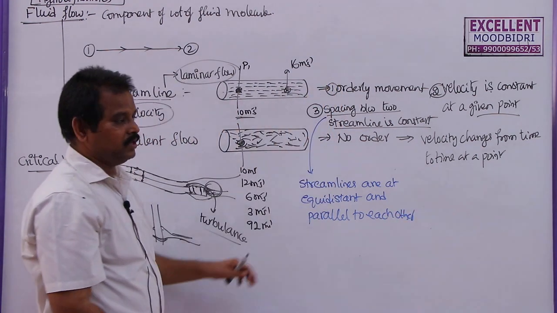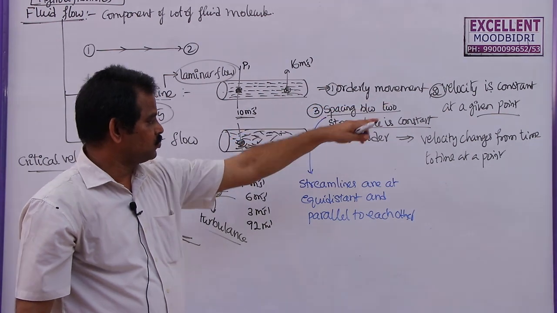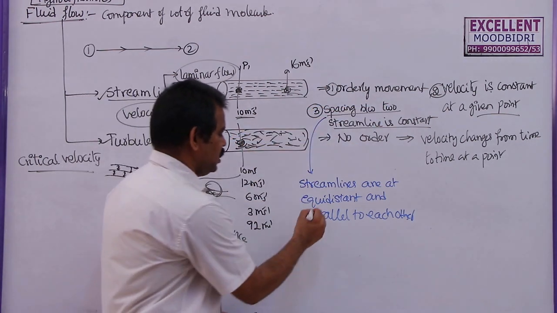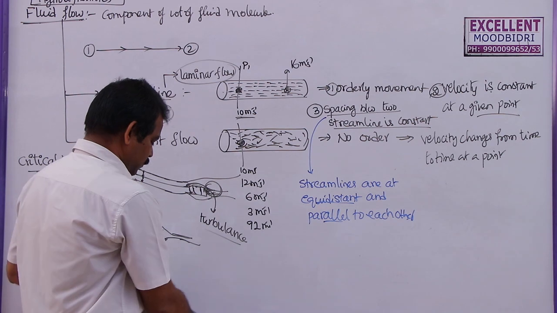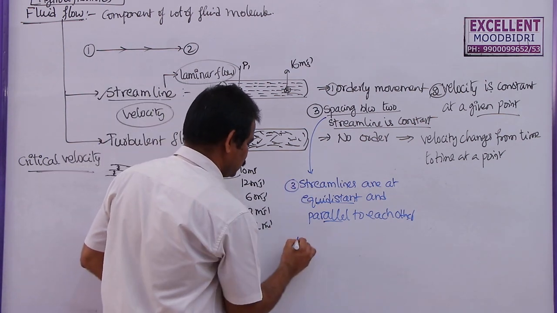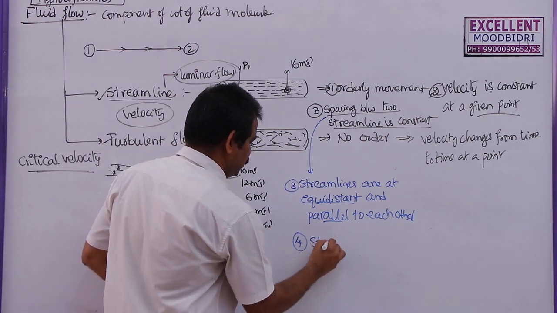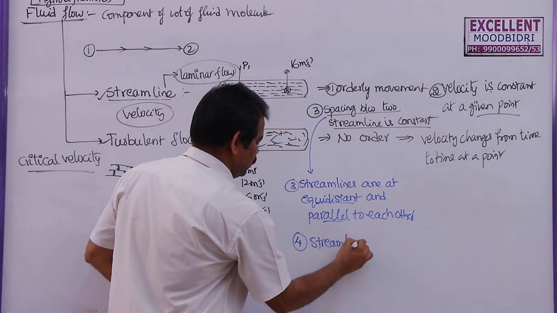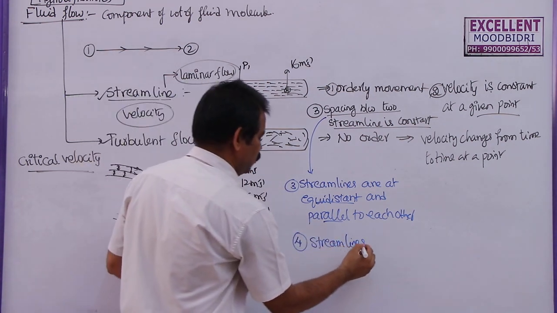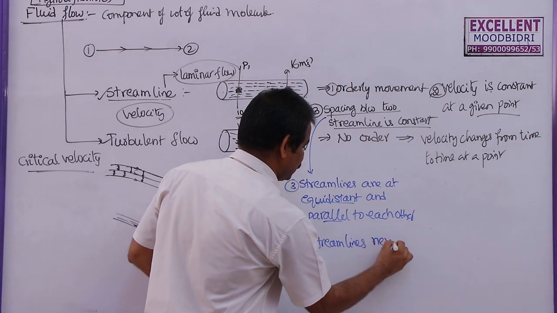So please write these points. First point is orderly movement. Second point is velocity is constant. Third point is they are equidistant and parallel to each other. And the fourth point is streamlines in laminar flow or streamline flow never intersect with each other.